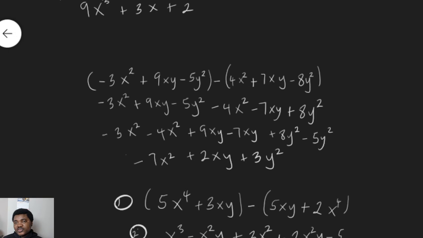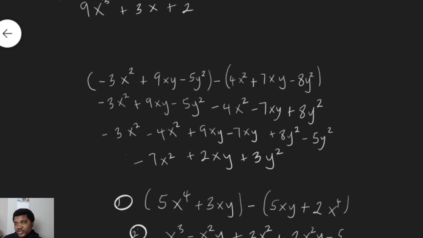Basically, we do the same thing here, but because nothing is here, we assume that it's a positive. It's not that we assume it's a positive, it's positive because nothing is there. If nothing is there, it's 1, and the 1 is positive. If it is a negative 1, then the negative sign has to come. So since there's a negative here, it tells us that this is a negative 1. So this is a positive 1, so you just put down the same thing here: negative 3x squared plus 9xy minus 5y squared.